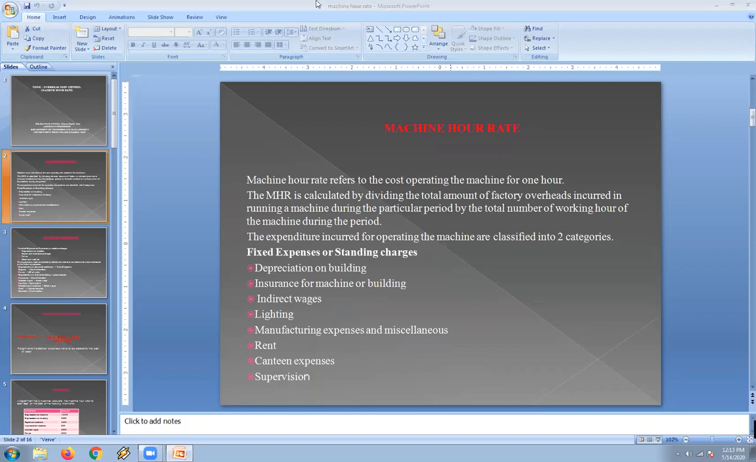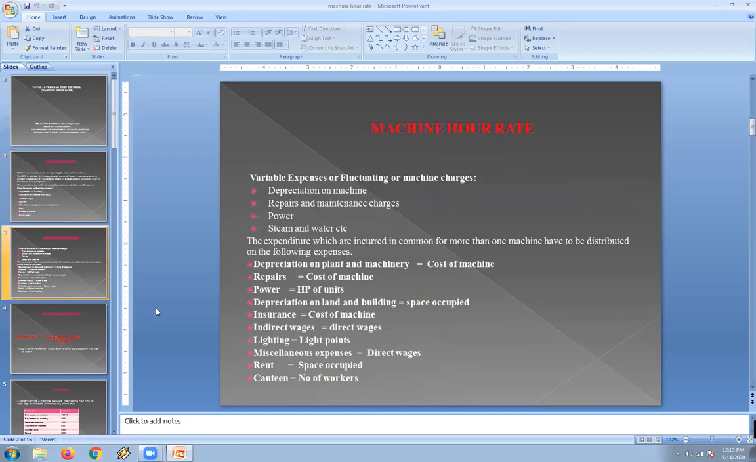The expenditure incurred for operating the machine is classified into two categories. First, fixed expenses, which we can also call standing charges. They are insurance, direct wages, lighting, manufacturing expenses and miscellaneous expenses, rent, canteen expenses, supervision expenses. And then we come to the variable expenses. They can also be called fluctuating or machine charges. They are depreciation on machine, repairs and maintenance charges, power, steam, and water.